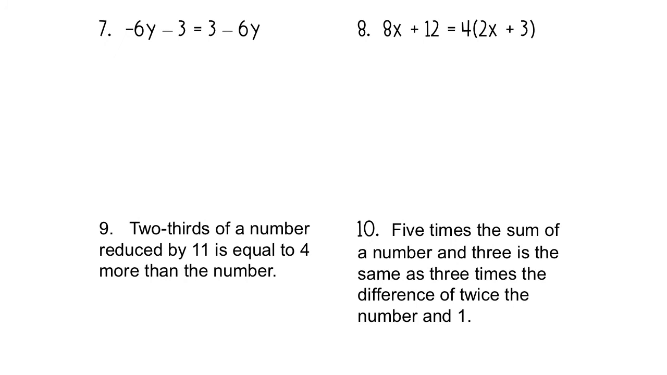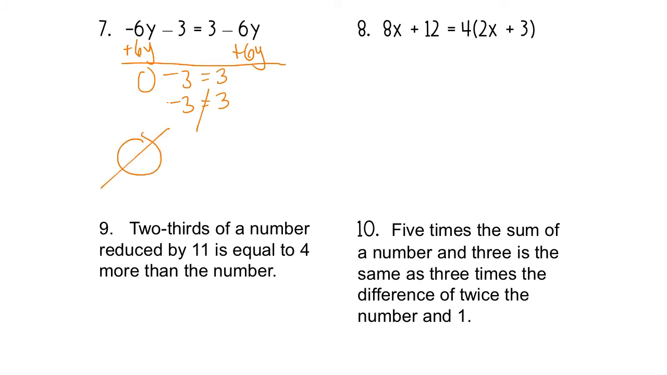-6y minus 3 equals 3 minus 6y. Well, let's add these 6y to each side. And that's 0 minus 3 equals 3. Okay. 0 minus 3 is negative 3 equals 3. Is that true? Does negative 3 equal 3? No, it does not. So this is no solution. We're going to show that with a 0 and a line through it, or you can write no solution.